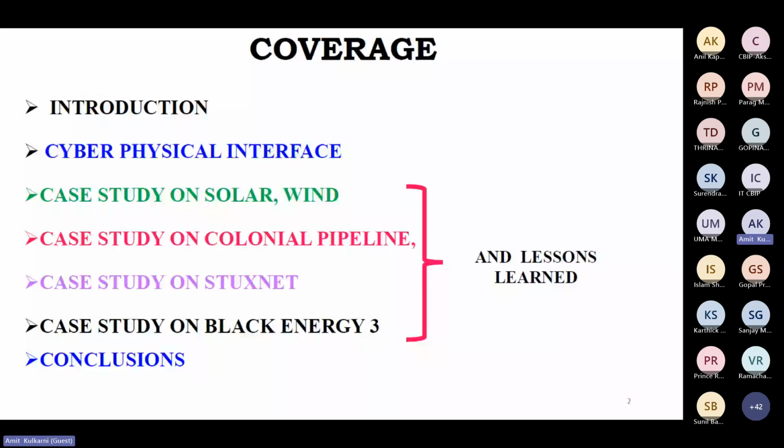Then we'll focus on the case study on Stuxnet, that is the Iranian nuclear power cyber attack. The next case study will cover Black Energy 3, related to the Ukrainian power system. At the end, we'll conclude the sum total of our discussion and what is required as far as cyber threat and cyber security is concerned.